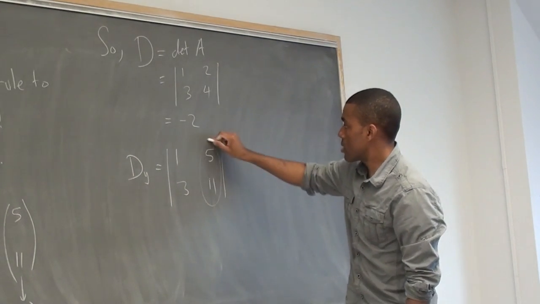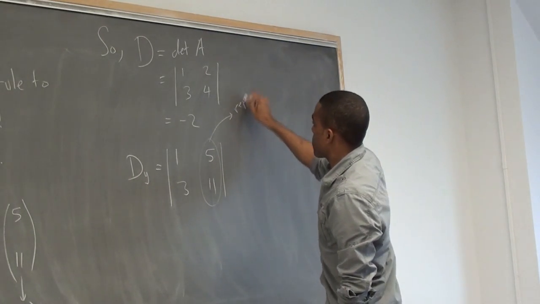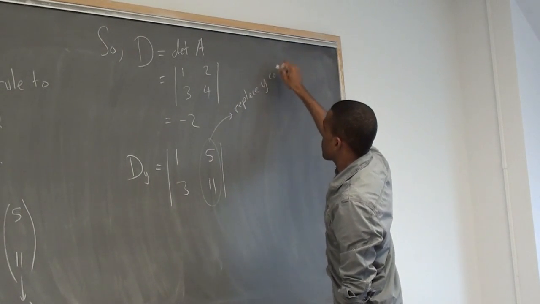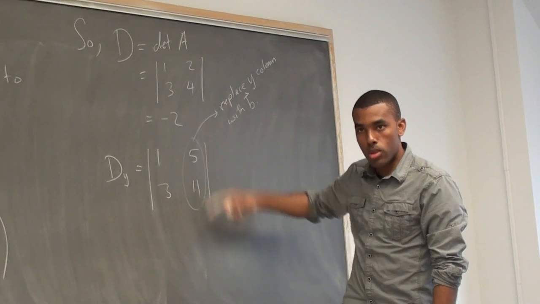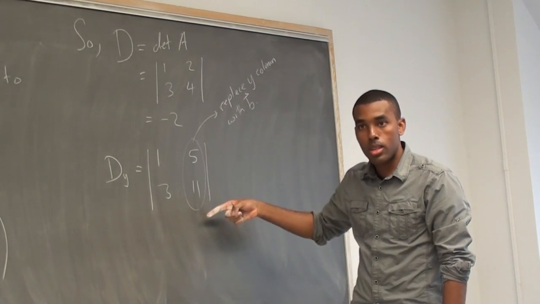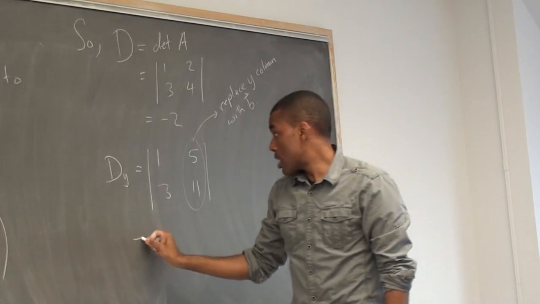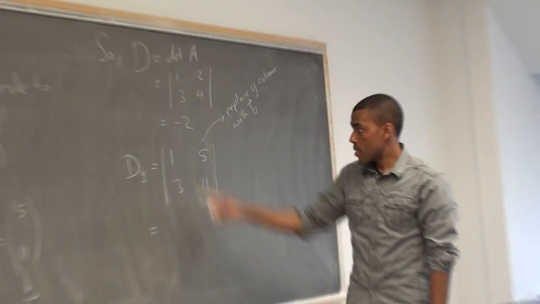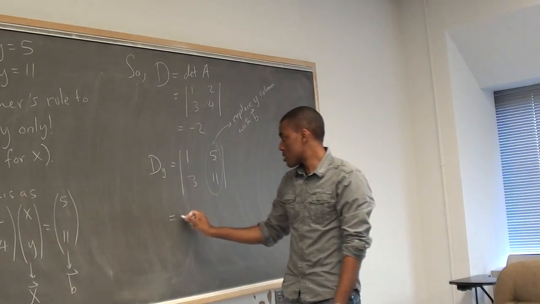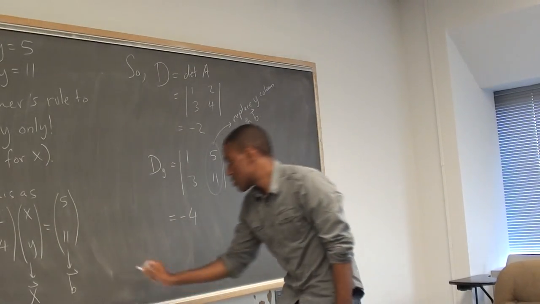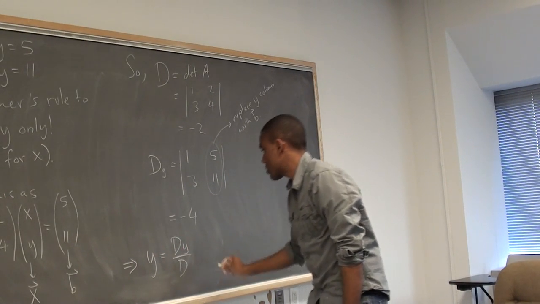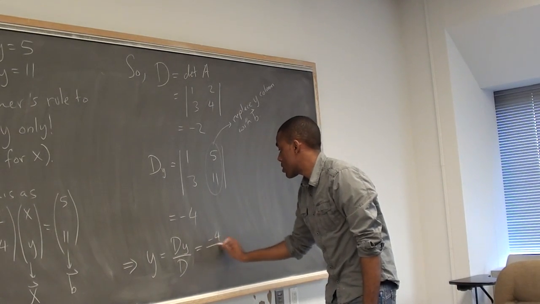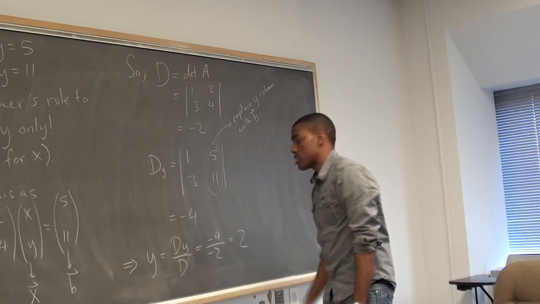So whichever variable I want to solve for, replace the column corresponding to that variable with the answers column, and then find the determinant of that. So now if I find the determinant of this, what do I get? 11 minus 15, so that's -4. This implies that y is just equal to dy over d. This is going to be -4 divided by -2. y is going to be 2.